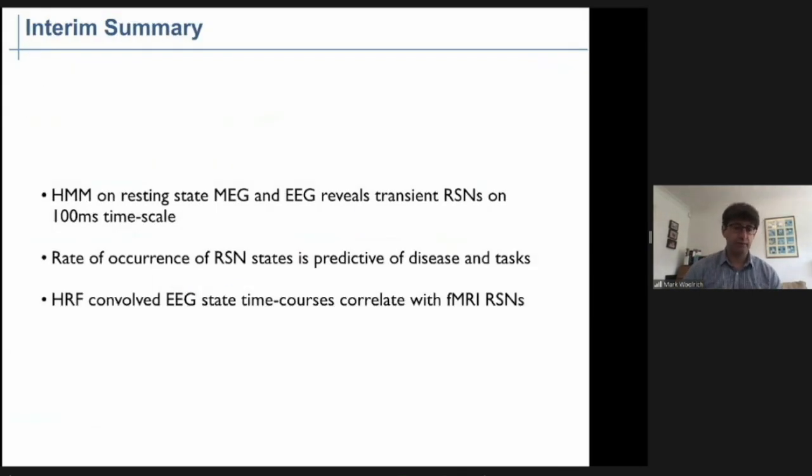Okay, so as a summary of this part of the talk, we've seen that the HMM on resting state MEG and EEG data reveals transient RSNs on 100 millisecond timescales. And the rate of occurrence of RSN states is predictive of disease and of tasks. And the HRF convolved EEG state time courses correlate very nicely with fMRI RSNs, we think thanks to the long-range temporal structure that we see in the EEG state time courses alongside the fast switching information.